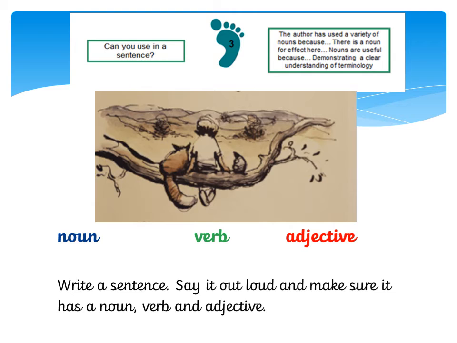If you've got a blue, a green and a red colouring pencil, you can use those to write your sentence as well, to make sure that you've got your nouns, your verb and your adjective in your sentence as well. Make it a good one.